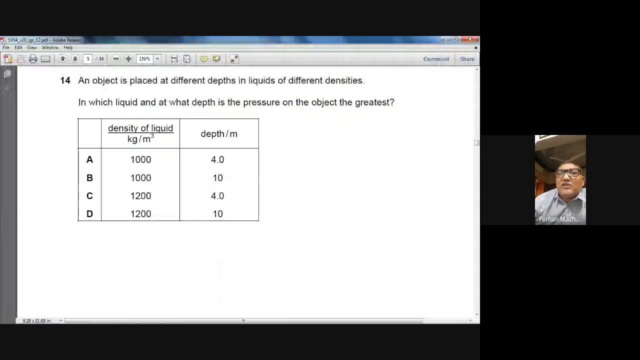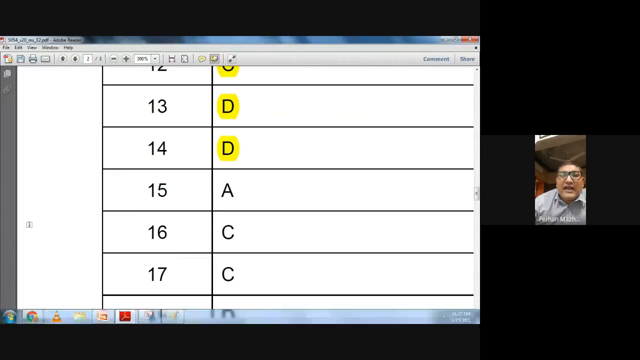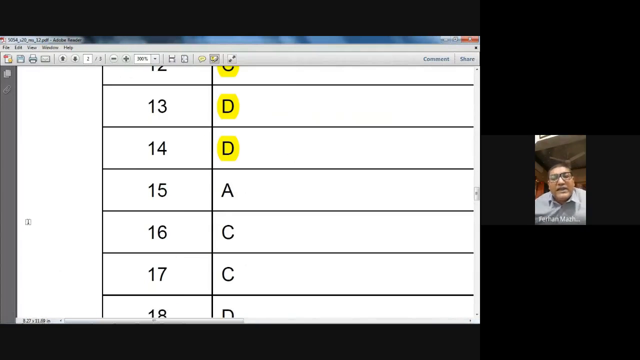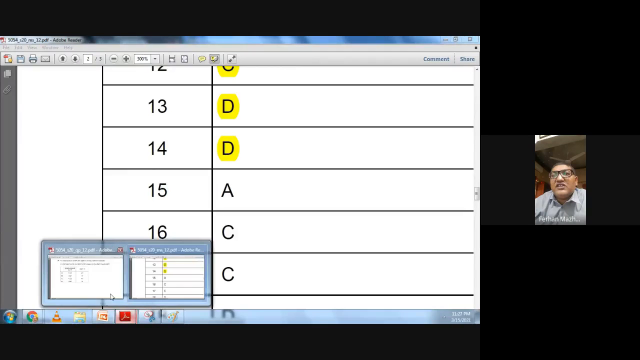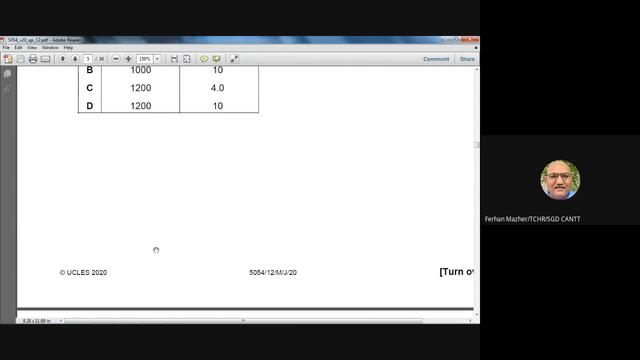D looks the best option. Question number 14. Let's check. Question number 14, D is the best option. I hope you have understood how we calculate the hydrostatic pressure. That is rho g h. Rho means density and h means depth, and g value is 10 Newton per kg.